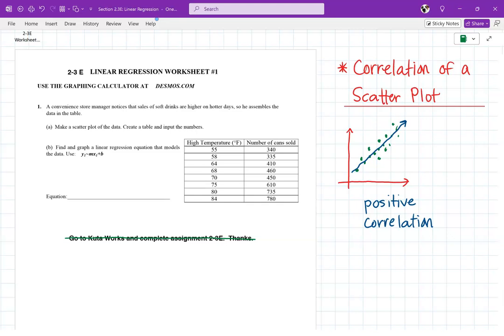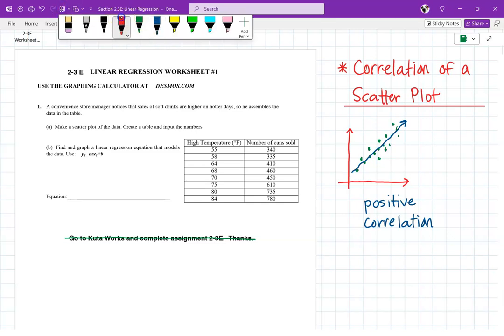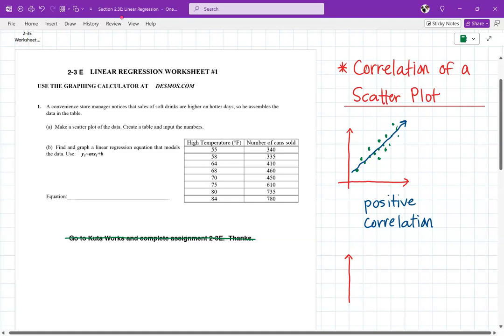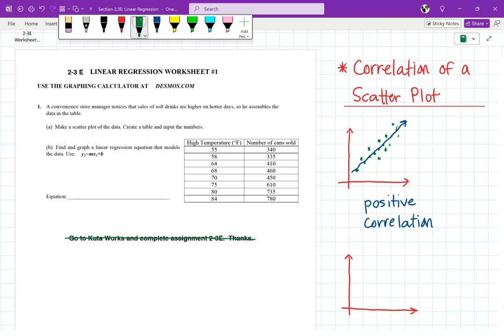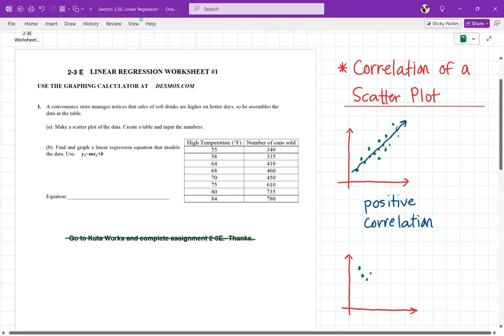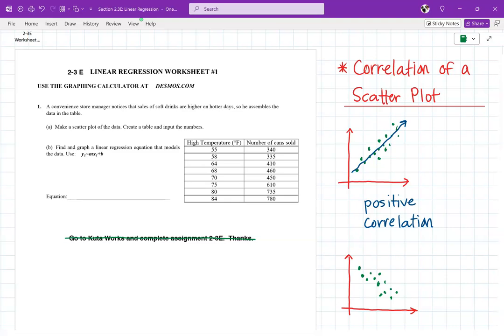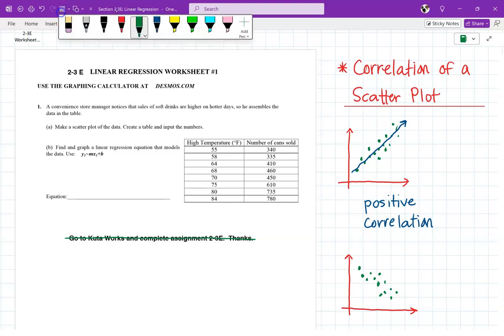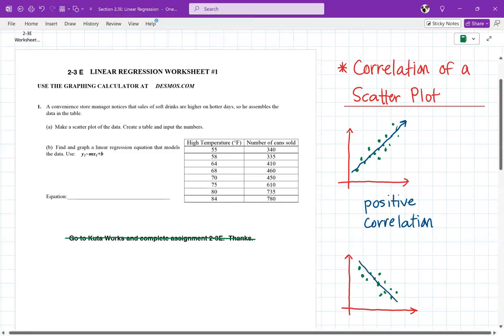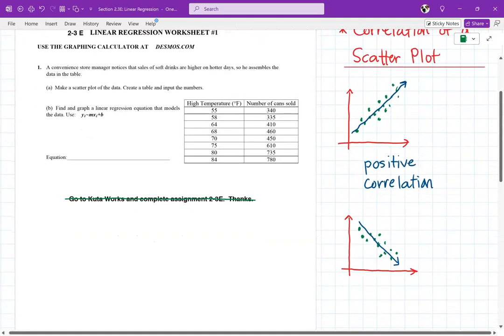Okay, so all right. Well, if there's a positive correlation, then it only makes sense that there'd have to be a negative correlation. So a negative correlation means that your data trends downwards, right? So you can see the points are all kind of scattered everywhere, but if you kind of imagine it, it kind of looks like there's a line that's going down through it. So if it looks like it's going downwards, we call that a negative correlation.